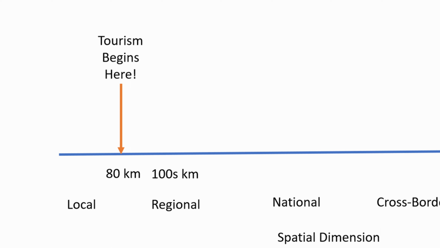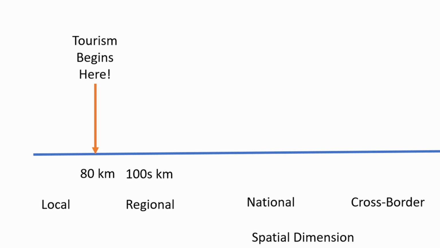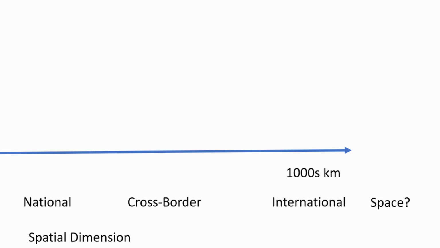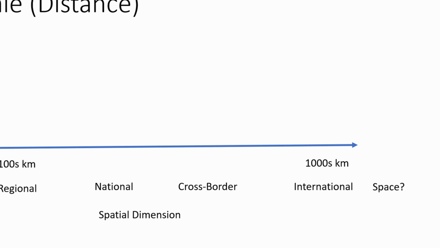Once we travel outside that area, we enter the regional scale. Traveling further, we reach the national, transborder, and international scales of distance. Outer space? Sure. We've seen our first space tourists in the last few years, and even William Shatner has made it into space. It'll be interesting to see how tourism planning and policy will evolve at this scale of distance.